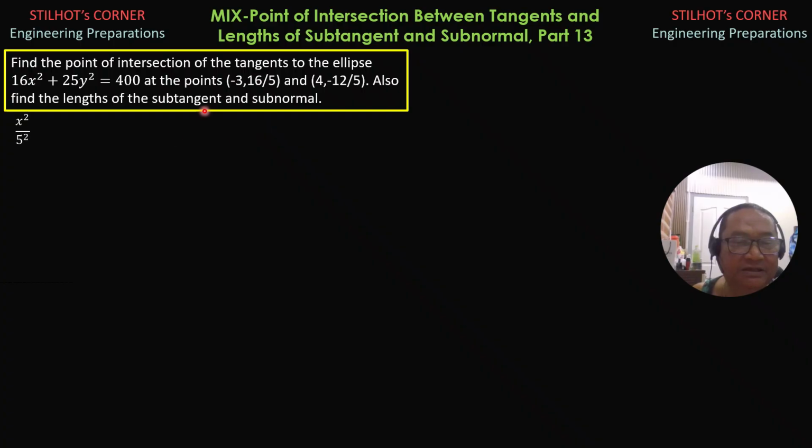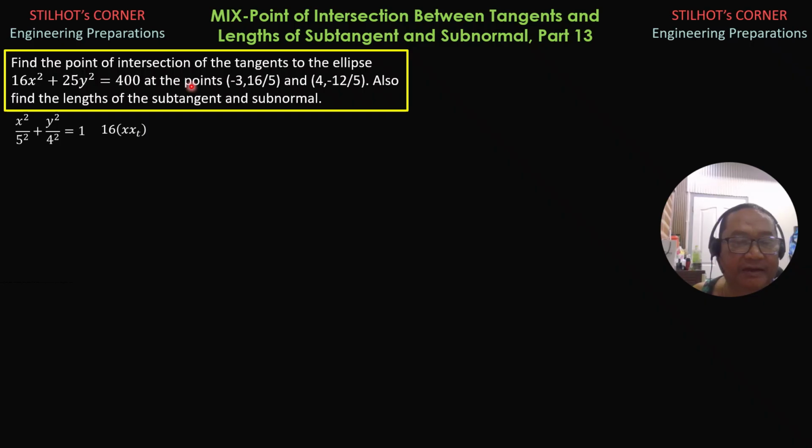So let's transform this into the standard form. This is an ellipse with center at the origin. Dividing everything by 400, we have x squared over 5 squared plus y squared over 4 squared equals 1, with semi-major axis 5, semi-minor axis 4, center at the origin.